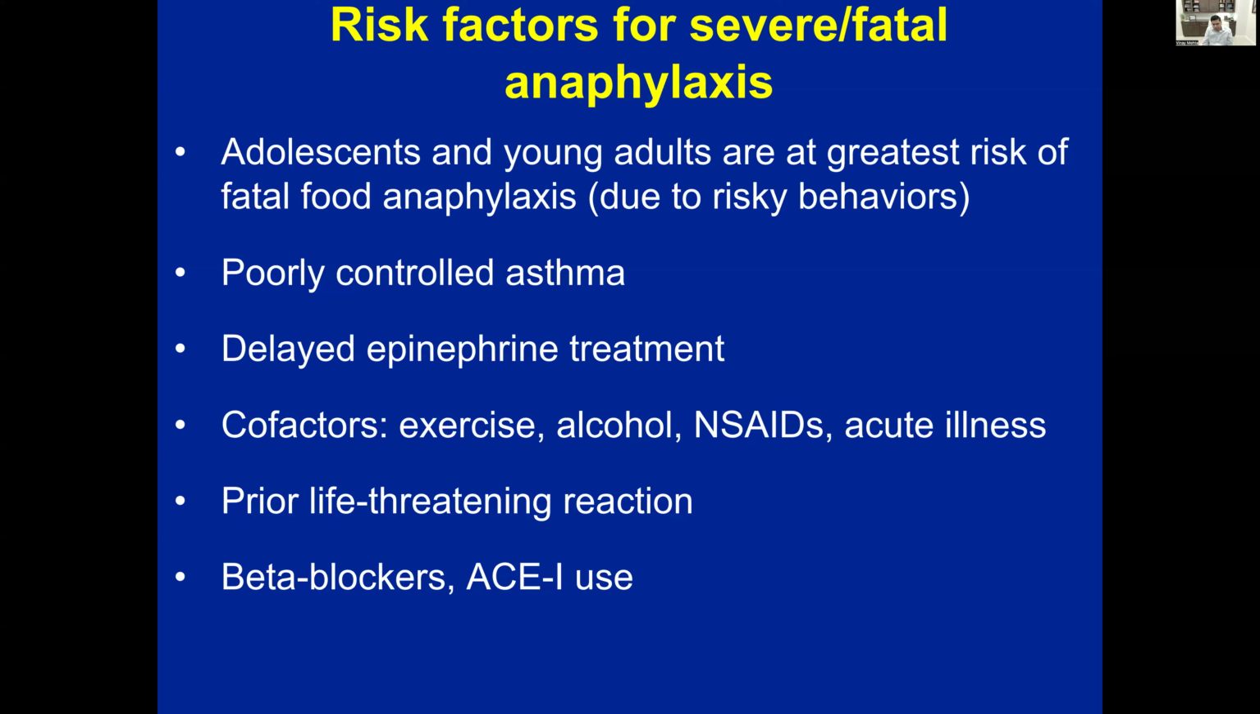The other cofactor that's easier to understand is alcohol, which is a mast cell destabilizer, and also a vasodilator. And then NSAIDs, and we know this in patients with chronic urticaria. If you give a patient with chronic urticaria an NSAID, 25% of the time their hives get worse. This is because you're inhibiting COX-1, so you're upregulating lipoxygenase pathways, so you're producing more leukotrienes. That would explain NSAIDs. Again, these are just theories. I don't think anyone truly knows.